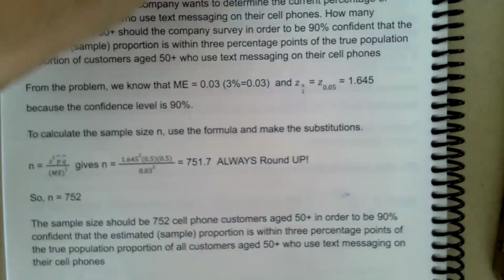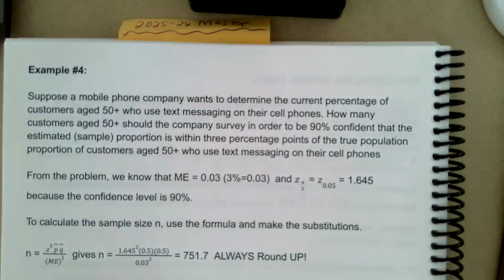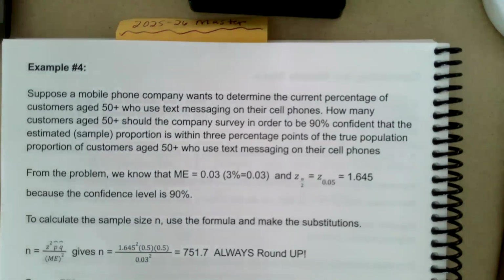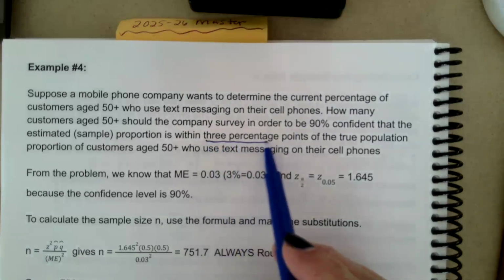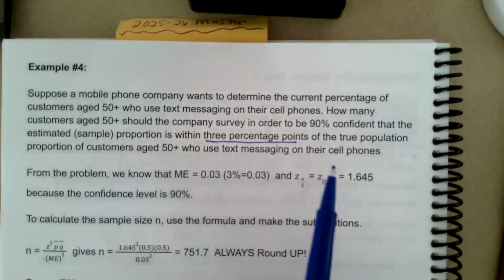So let's go to example 4 and look at one here. Suppose a mobile phone company wants to determine the current percentage of customers age 50 plus who use text messaging on their cell phones. How many customers age 50 plus should the company survey in order to be 90% confident that the estimated sample proportion is within 3 percentage points of the true population proportion of customers who use text messaging on their cell phones?